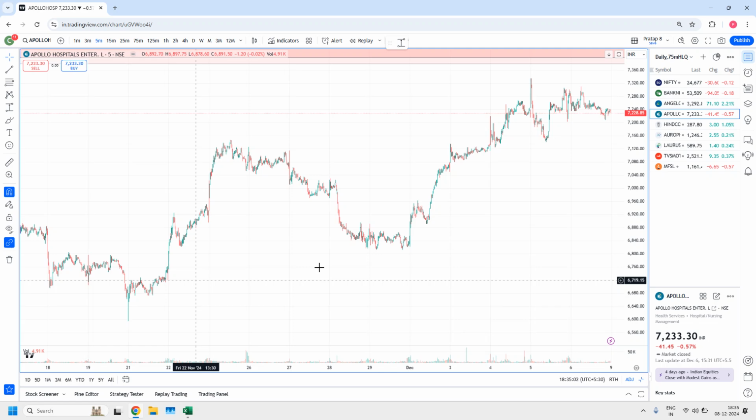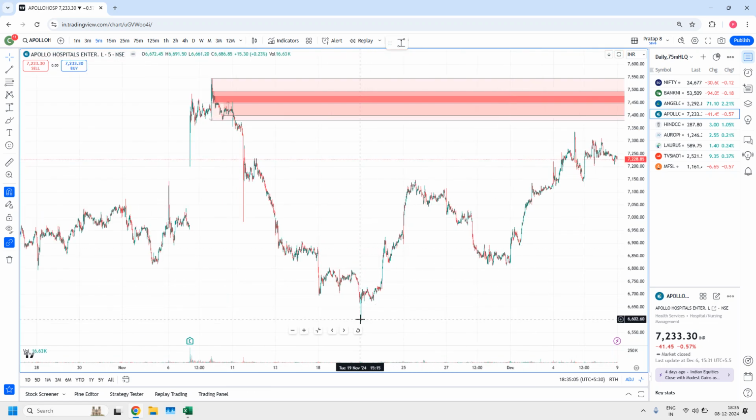Continuation. And after here, it reached here. Again, there was a recovery and it started moving up.